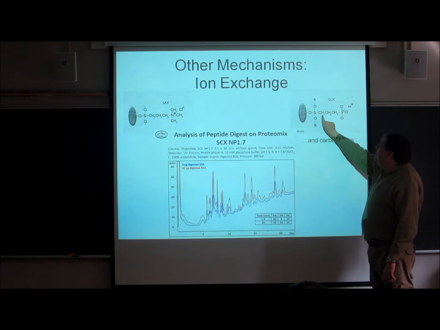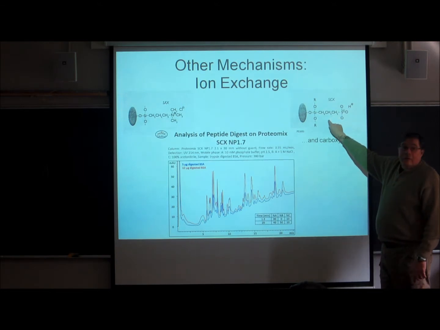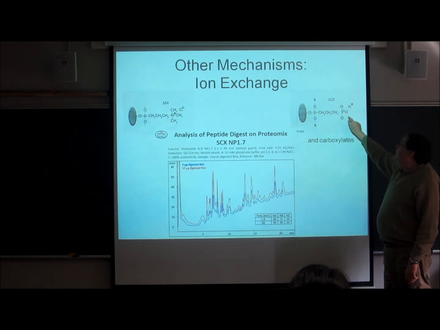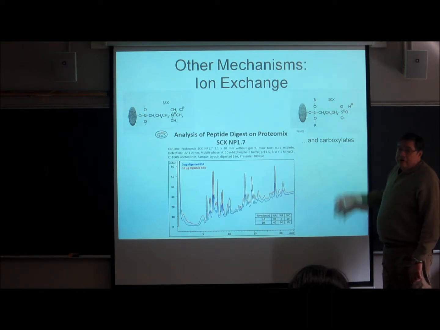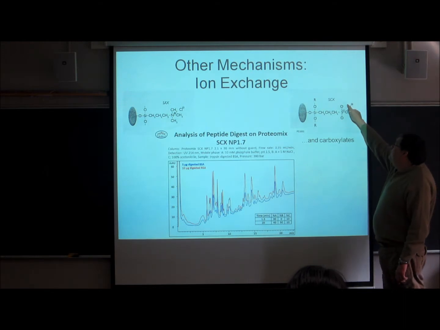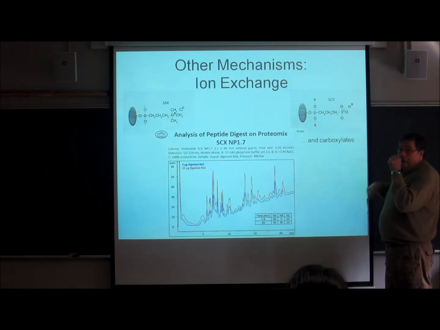Notice these are not 18 carbons long, they're 4 carbons. And this is a sulfonic acid group, so this is a strong cation exchanger. And again, this is going to attract positively charged ions, but negatively charged ions will move on by. As positively charged ions come here, they'll displace water or H+.